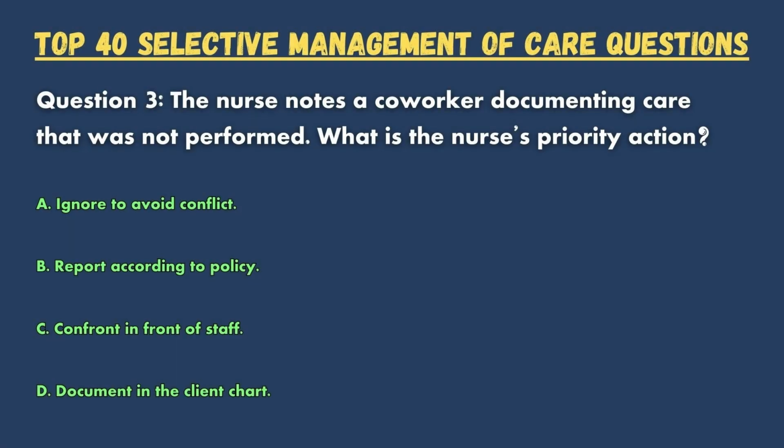Question 3. The nurse notes a coworker documenting care that was not performed. What is the nurse's priority action? A. Ignore to avoid conflict. B. Report according to policy. C. Confront in front of staff. D. Document in the client chart.